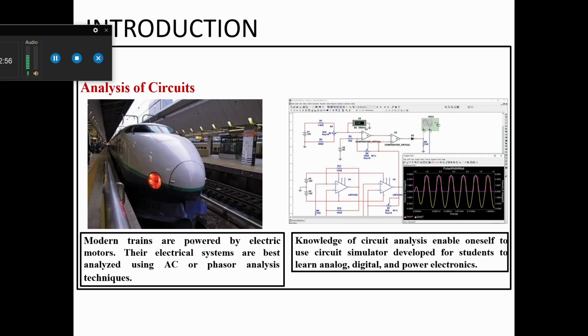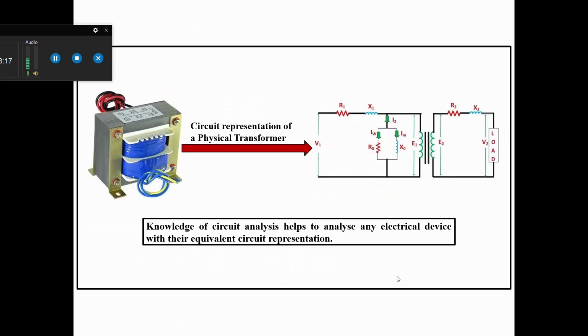Modern trains are powered by electric motors, and their electrical systems are best analyzed using AC or phasor analysis techniques. Knowledge of circuit analysis enables one to use circuit simulators developed for students to learn analog and digital power electronics. So these are important parts that can come in a later part of your degree programs.